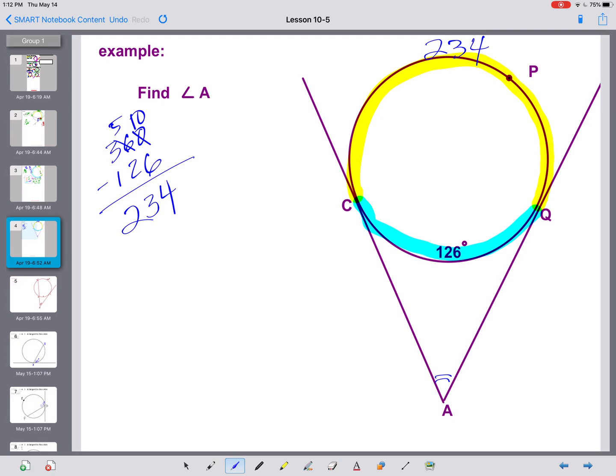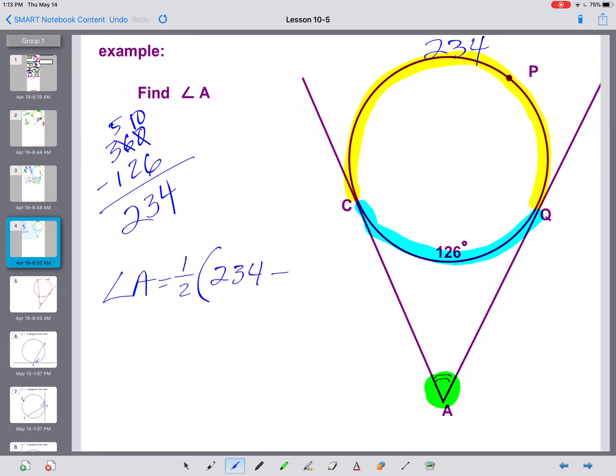This angle right here. Here's what we're looking at. Let's do it in green. The angle is equal to 1/2 times the big arc minus the small arc. Okay, there's our formula. We're looking straight from the formula sheet. Angle A equals 1/2 times the big arc, 234, minus the small arc, 126.